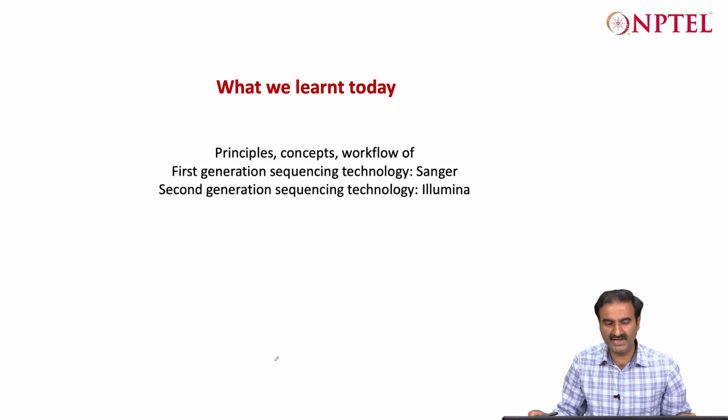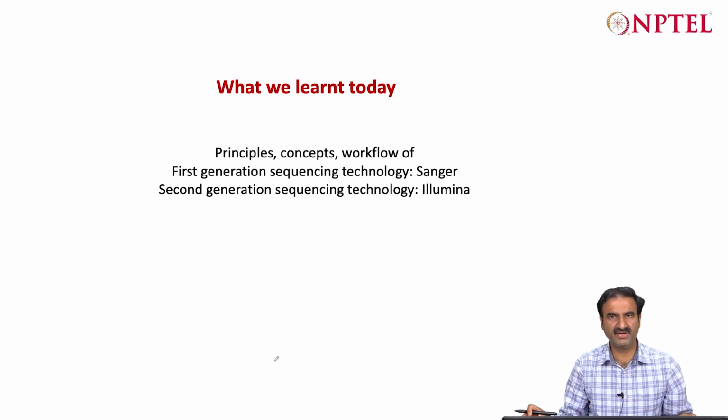So what we have learned today is the principles and concepts of two very important sequencing technologies, Sanger and Illumina. Sanger is first generation, whereas Illumina is second generation sequencing technology. In future classes you will see the other latest sequencing methods also, which are very important because these methods are generating the big data of biology, which we use for computational genomics and various computational purposes. Okay, thank you and see you in the next class.